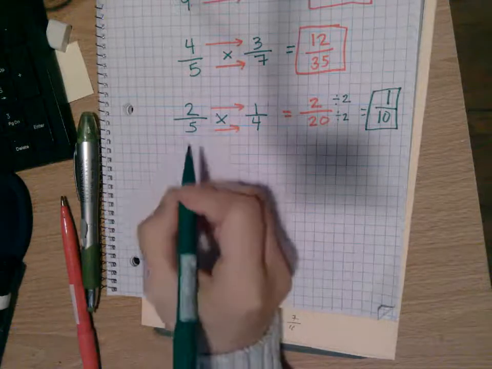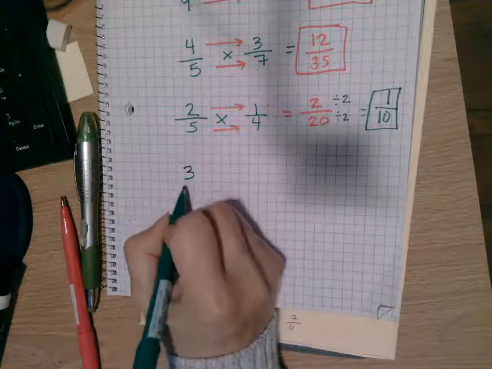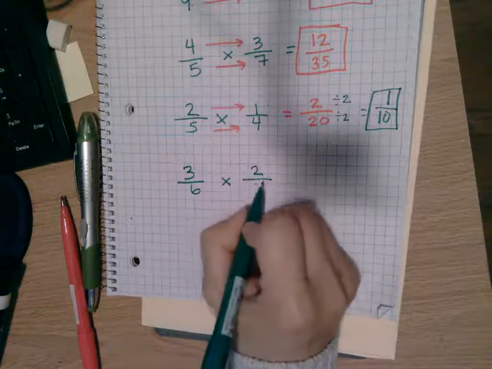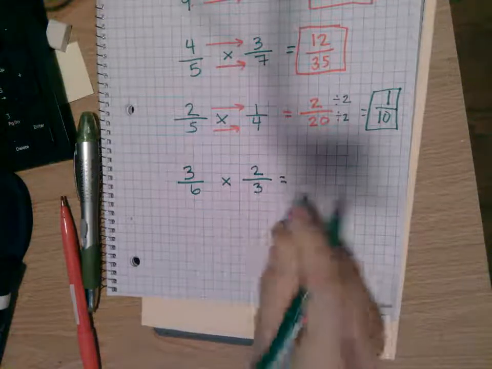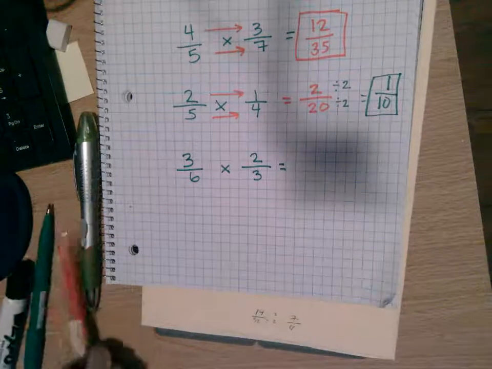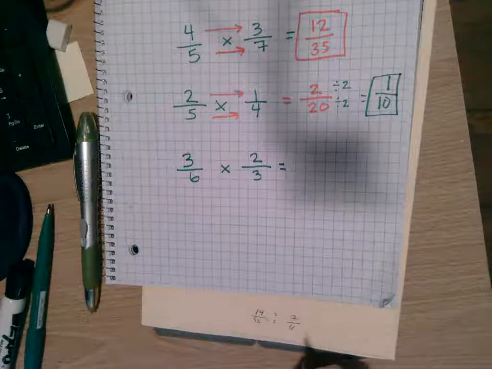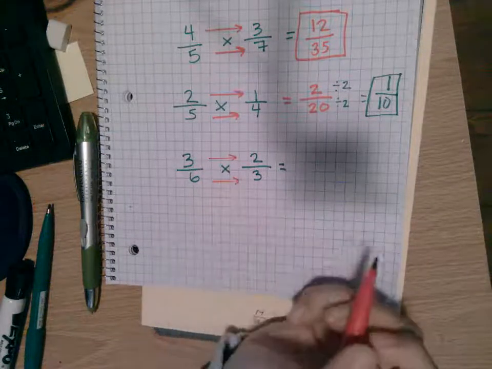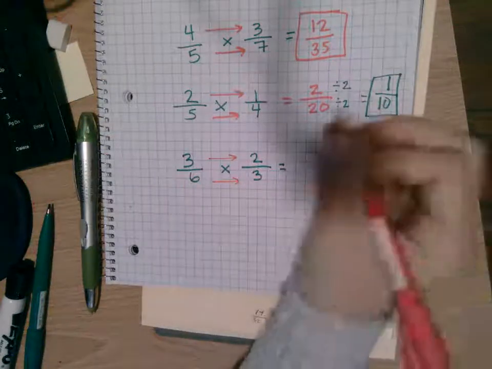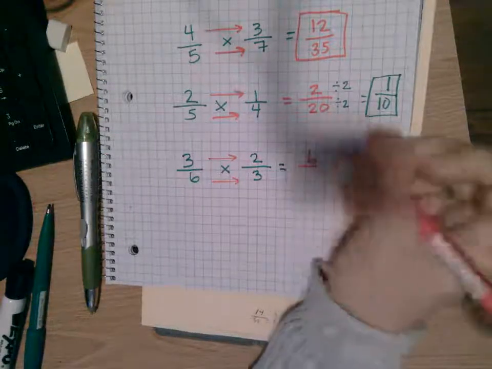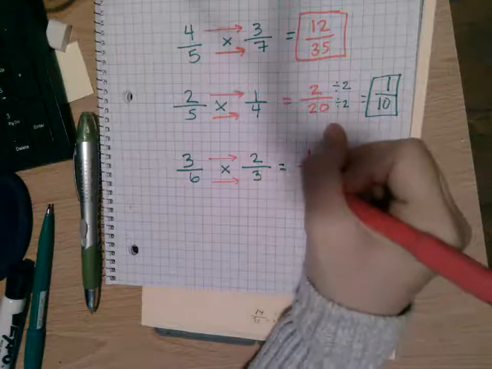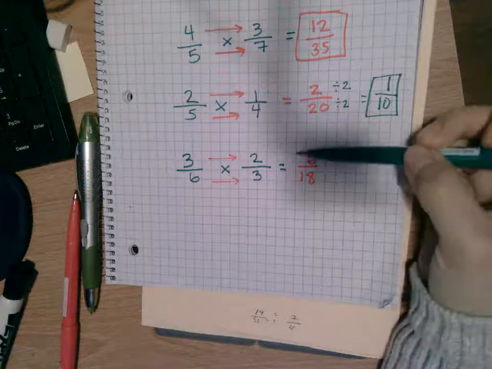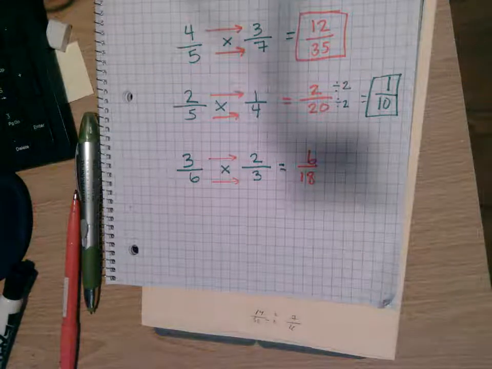Let's do another one. 3 over 6 times 2 over 3. So we're going to multiply straight across. 3 times 2 is 6. 6 times 3 is 18, right? And you're going to go, oh, let me box it in. This is my final answer. Or let me type it in so the computer can grade it.